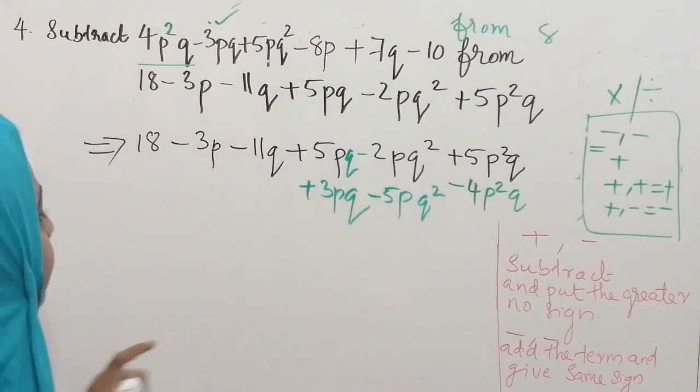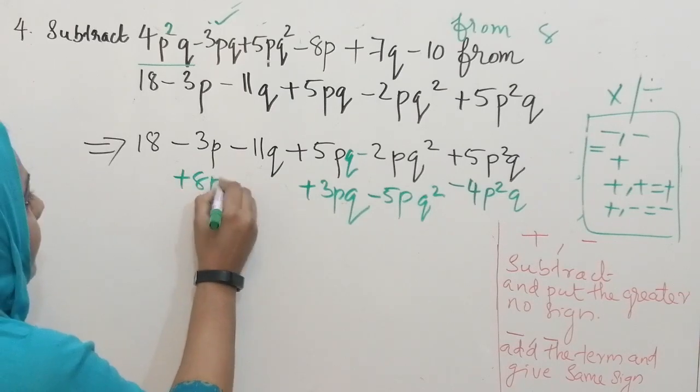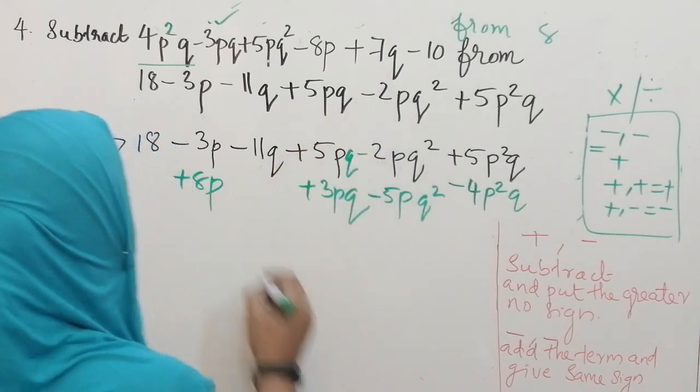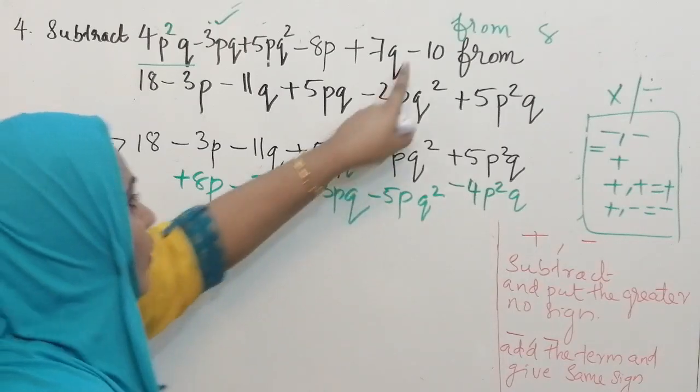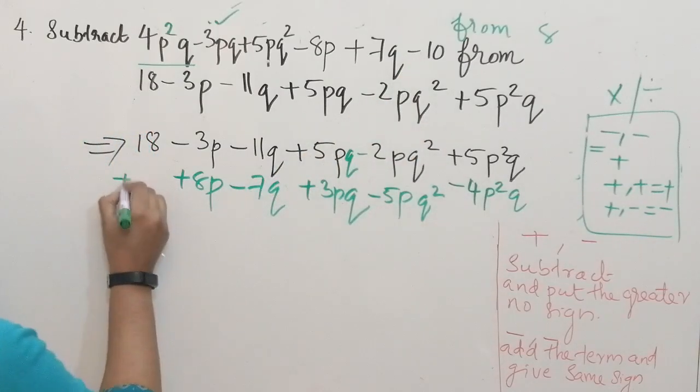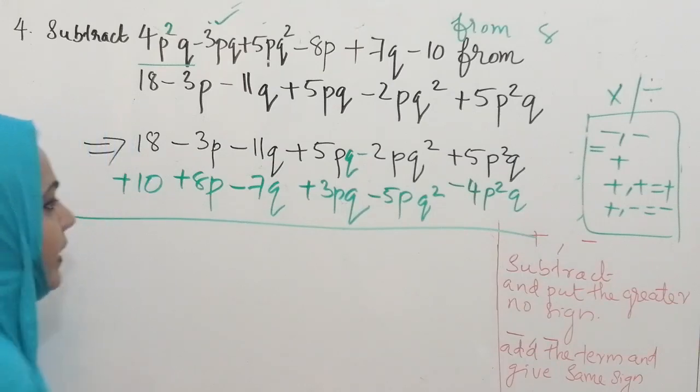So next is minus 8p, this will become plus 8p. Next is plus 7q, that will become minus 7q. So one more constant, minus 10, that will become plus 10. So now we can solve this question.